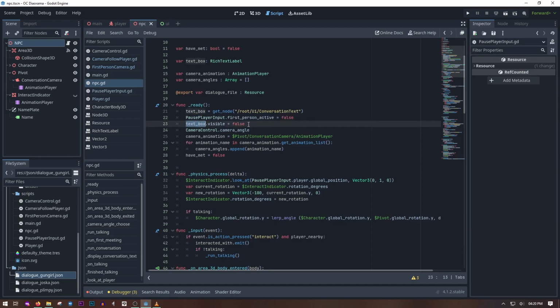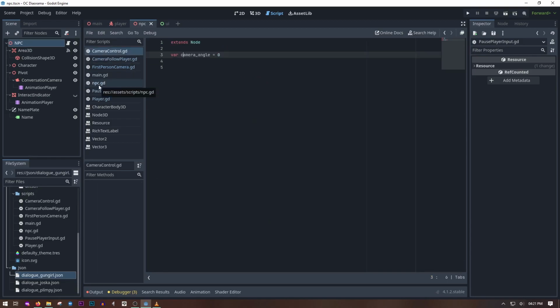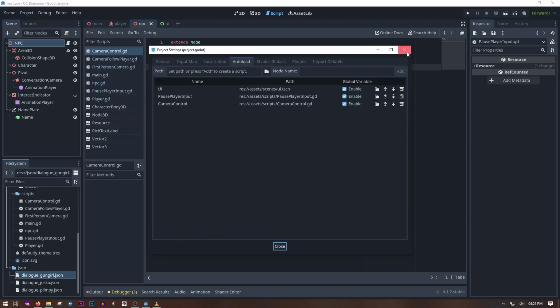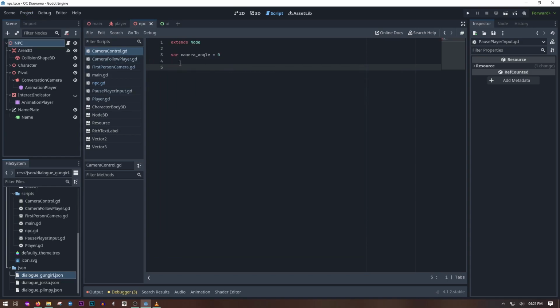Text box visible equals false. So you're not talking to them when they load. You have to press the button for that. Camera control equals camera angle. Oh, camera control, camera angle. I think it's just getting the camera control. I don't know why it's there. I think I was trying to do something and I didn't know how to do it, and so I've left this camera control variable camera angle here. If I go to project settings, autoload. Yeah, camera control is autoloaded. But all it's doing is having a camera angle, which is an integer.